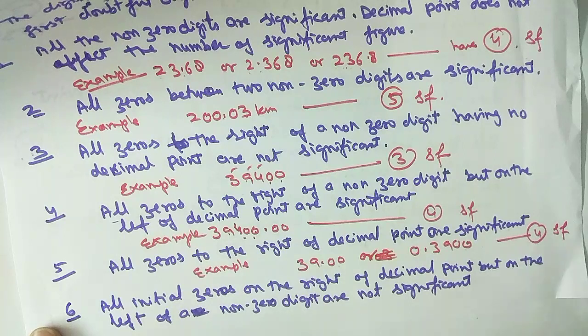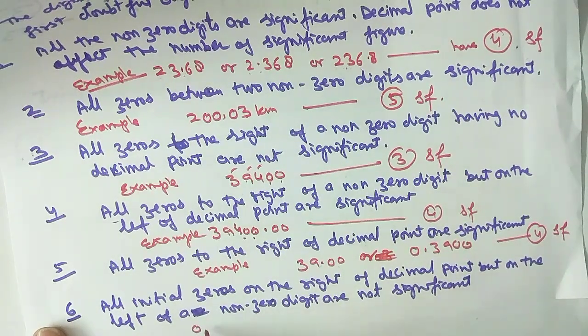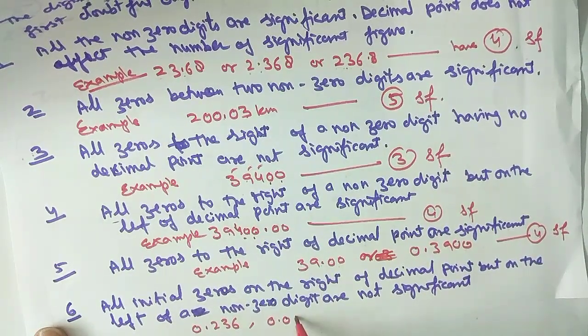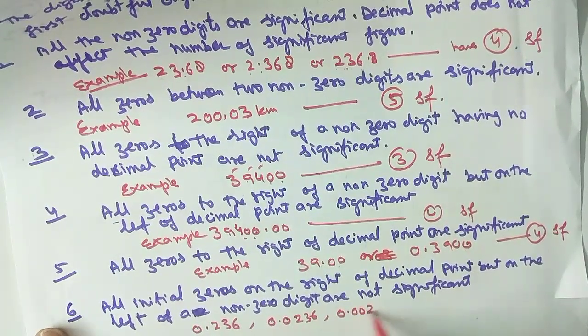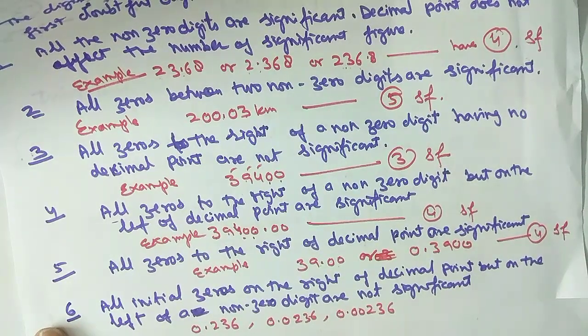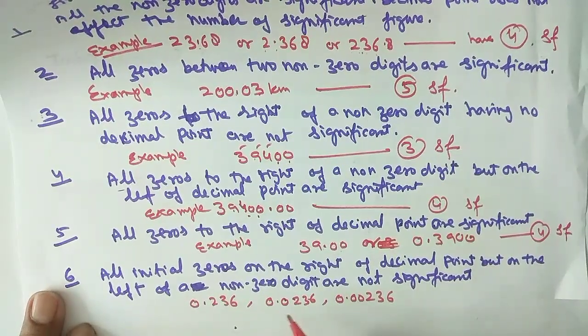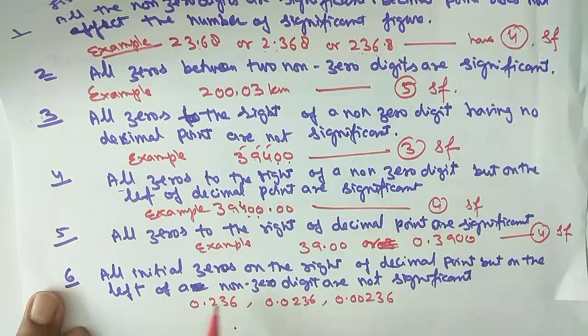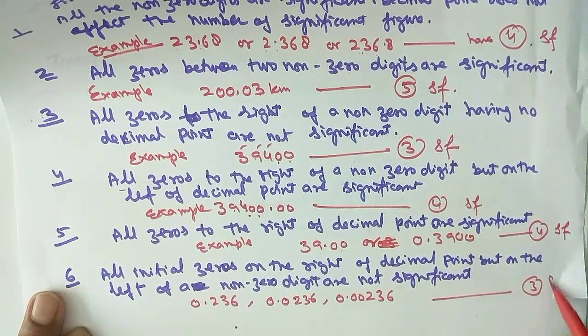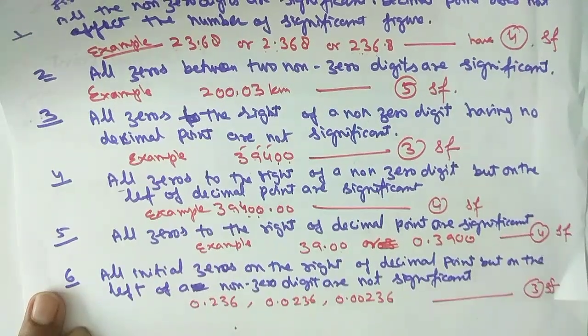See the example. I'm taking the example 0.236, or 0.0236, or 0.00236. If you see these digits carefully, you will find in every case the significant figures are 1, 2, 3. So the significant figures are only 3 in all cases.